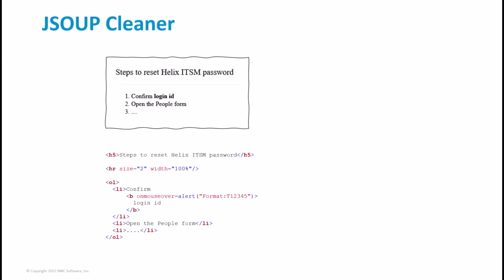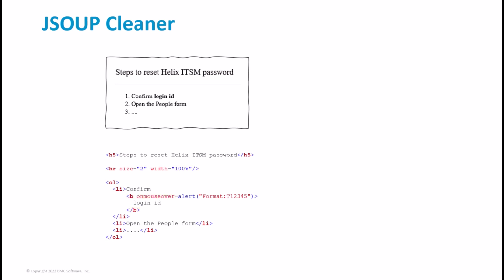Say a user creates a knowledge article on how to reset a Helix ITSM password with the following contents. The top part of the screen shows what the article may look like in SmartIT, and below it, the underlying HTML code for the contents. It includes a header 5 tag for the header, a horizontal rule tag with size and width attributes, an ordered list with list items, as well as a boldface tag that has an onMouseOver attribute.